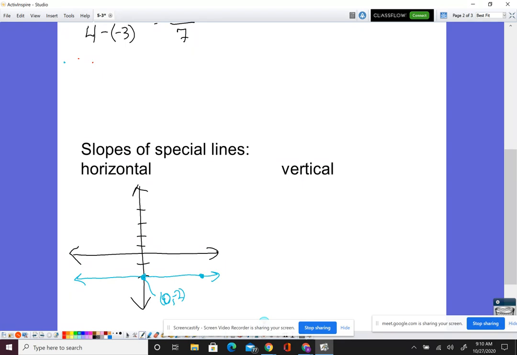And let's just say that that other point occurs at 5, -2. When we have this, we set up our rise and our run. Our rise is equal to 0. Our run is equal to 5. So when I make a ratio out of that, I have 0 divided by 5. That gives me a slope of 0.